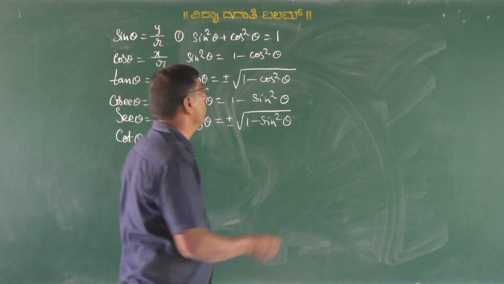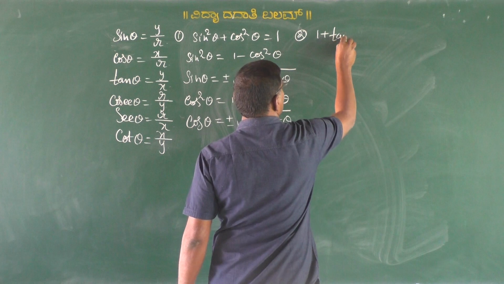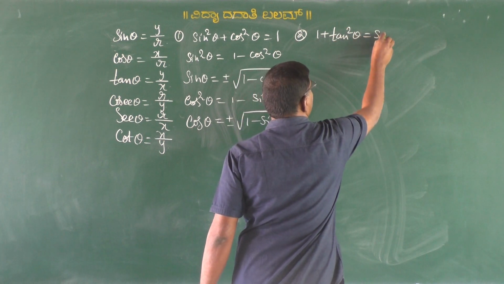Now the second one, my dear students, 1 plus tan square theta is equal to secant square theta.